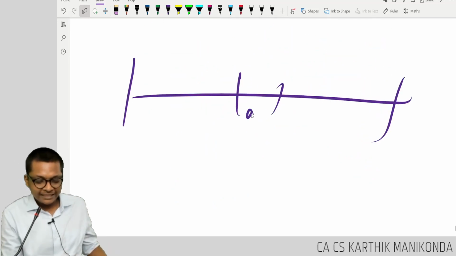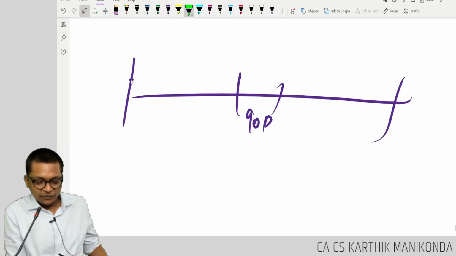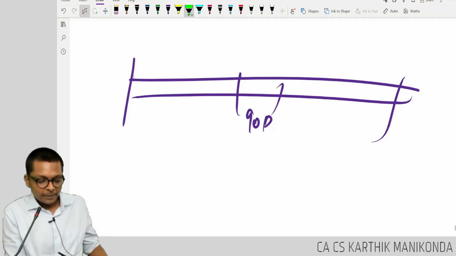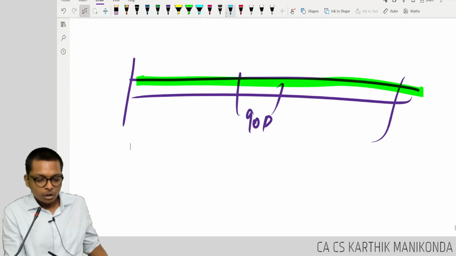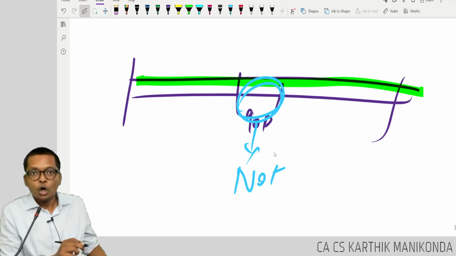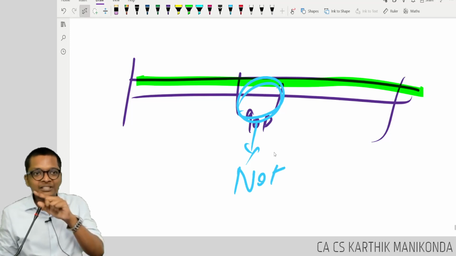Here there is a 90 days gap. Can I capitalize for the whole period? I mean, should I capitalize the whole period, or should I not capitalize this period? Whole period. Flood means you are saying whole period. Why?